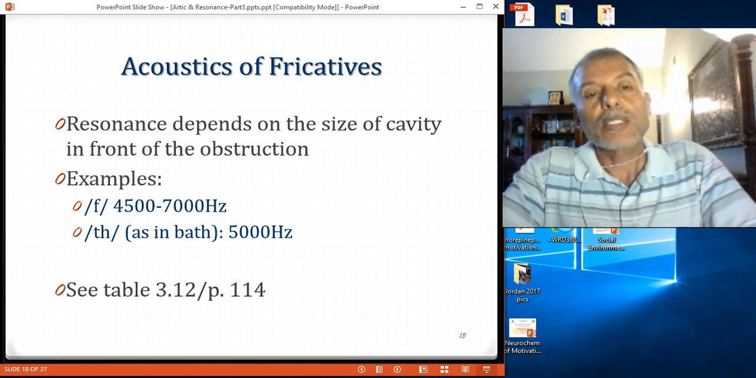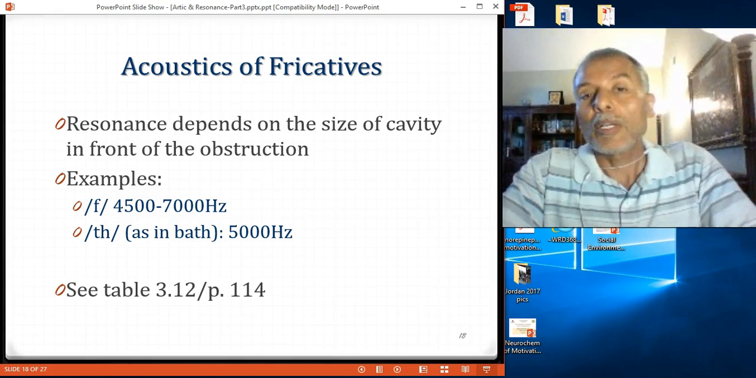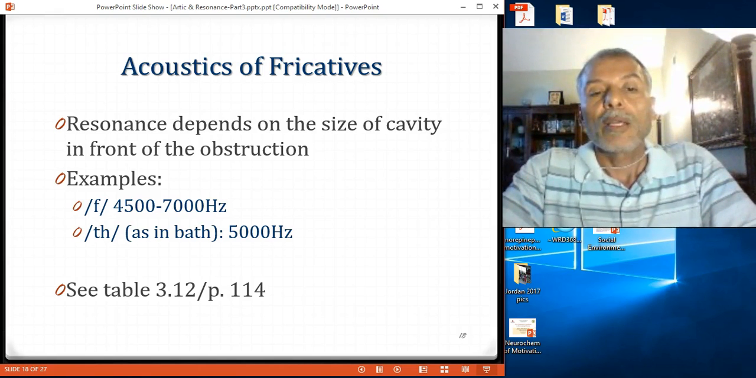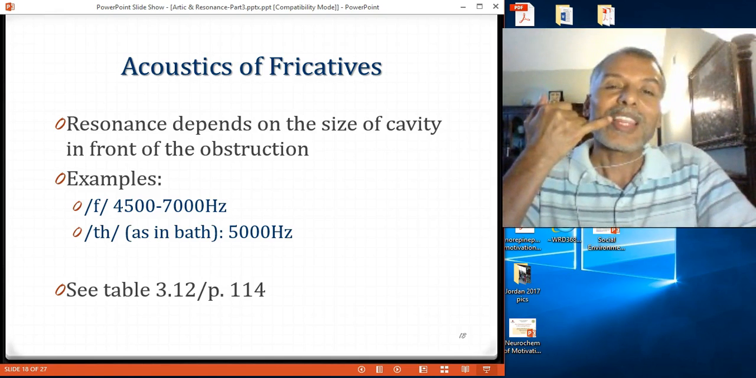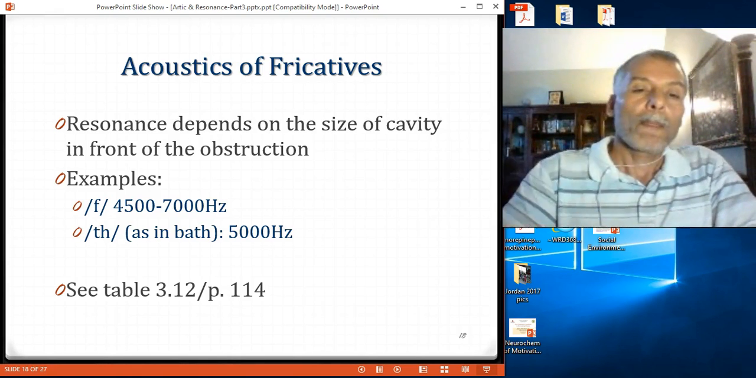The resonance of fricatives depends on the size of the cavity in front of the obstruction. For example, f goes between 4,500 and 7,000 hertz, because the cavity is very tiny, and it depends on the space before the fa and what comes after. For tha, as in bath, it goes up to about 5,000 hertz, because it has relatively more room than the fa and ba.